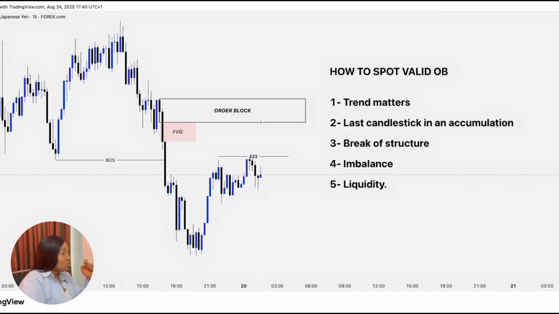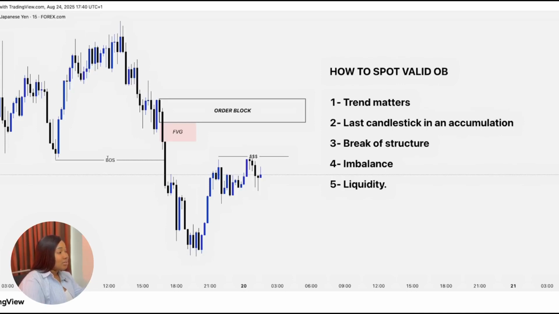It is important you know where the market is going so that you will follow suit, because when you are following the trend, the probability of your trade playing out will be much higher than when you are going against the trend. And then the last candlestick in an accumulation is the order block. So when you are trying to map out your order block inside a consolidation or accumulation or inside an origin, look out for the last candlestick. That is your order block candlestick. And now the next one here is break of structure.